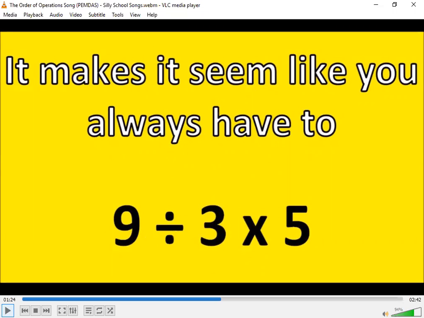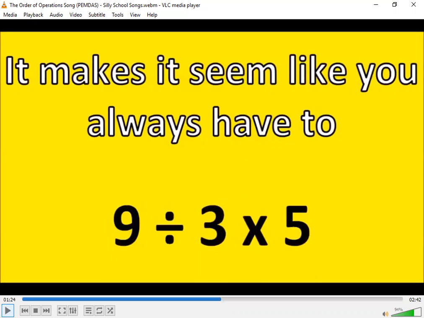Let's take a question like this: 9 divided by 3 times 5. Here in this question, what do you notice? How many operations do we have in this question? 2 operations, which are 9 divided by 3, and 3 multiplied by 5.